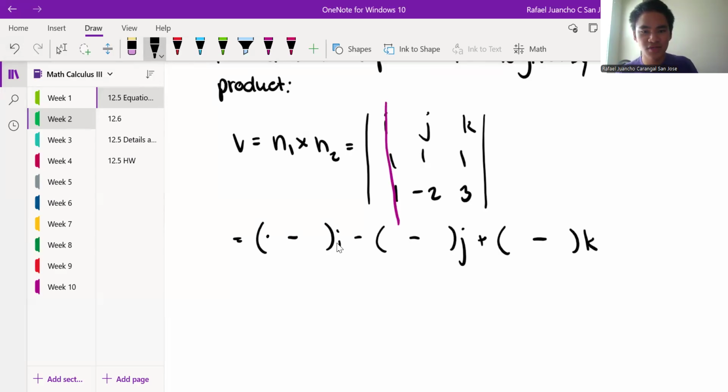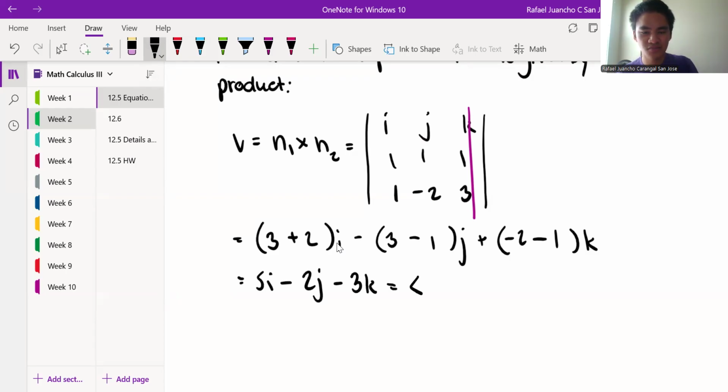This is going to be 1 times 3, negative 2 plus 2. Now let's take out the j's. This is a neat trick. So this is 3, 1. Let's take out the k. So this is negative 2, 1. And there we go: 5i minus 2j minus 3k. And we get this perpendicular vector. That's the cross product for you.